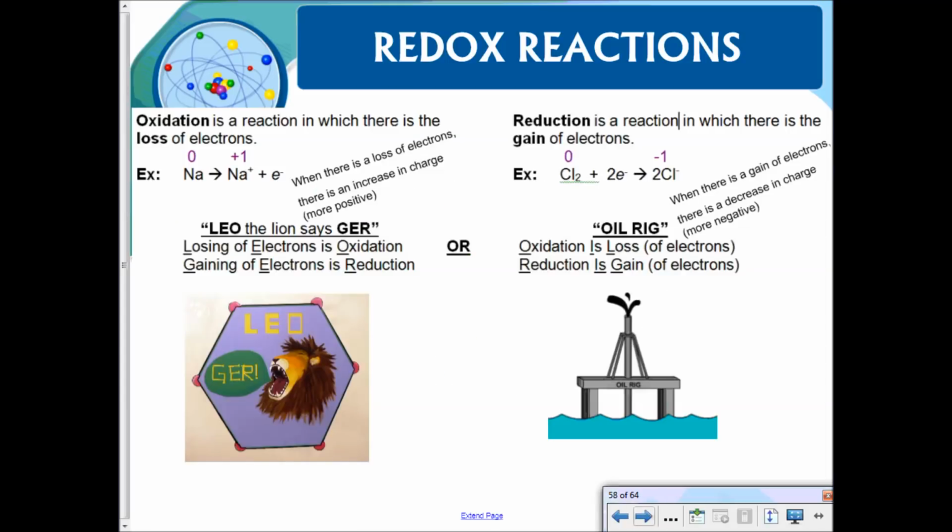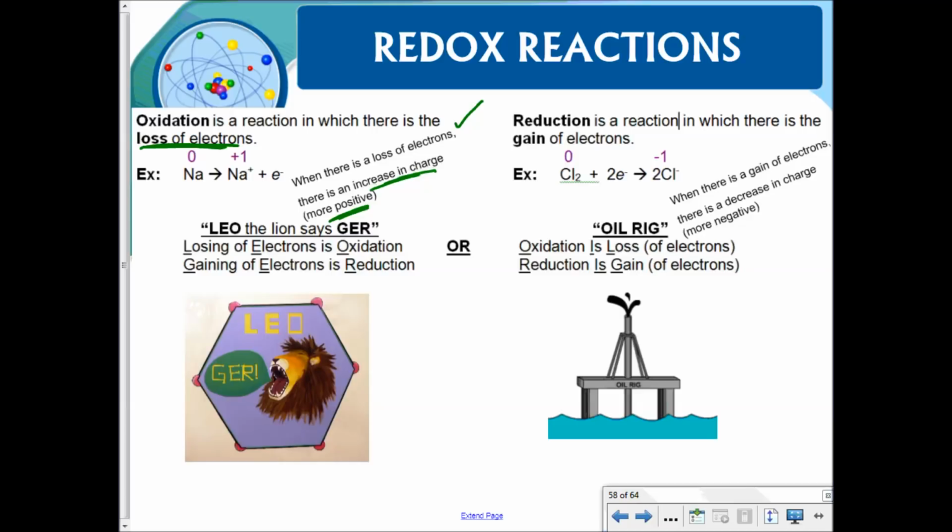Oxidation is a reaction in which there is a loss of electrons. Anytime something loses electrons, we say it's oxidation. When there is a loss of electrons, you're losing negative, so you're going to have an increase in charge, or the oxidation number is going to become more positive.